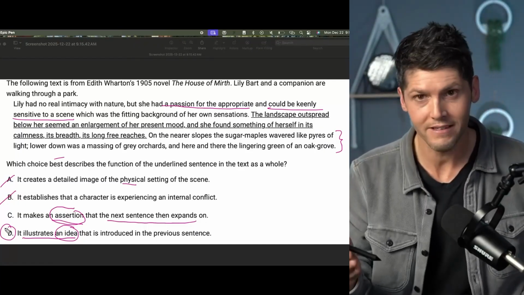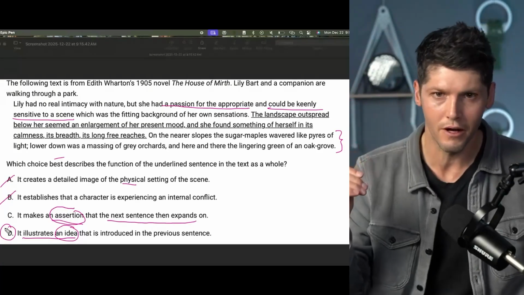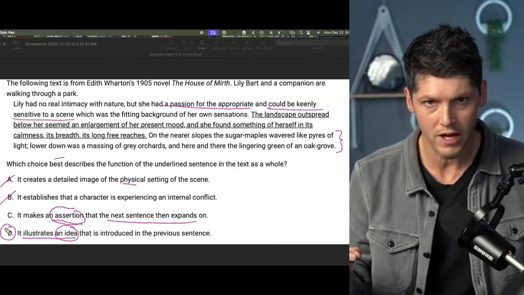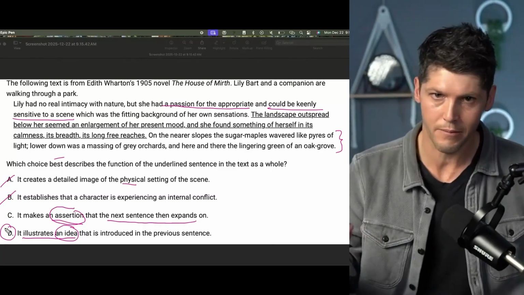So that's how function questions work, above and below, home in on details after you've crossed off the worst answers. If you do that, you're going to get more questions right and you're going to get a better score on the SAT.